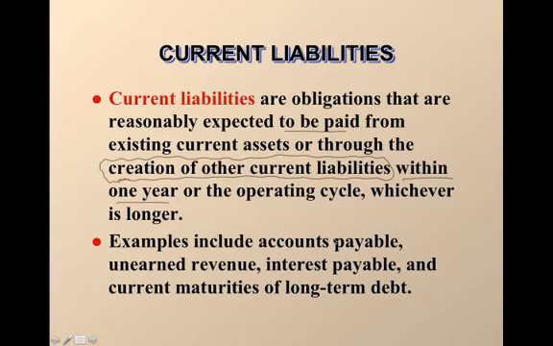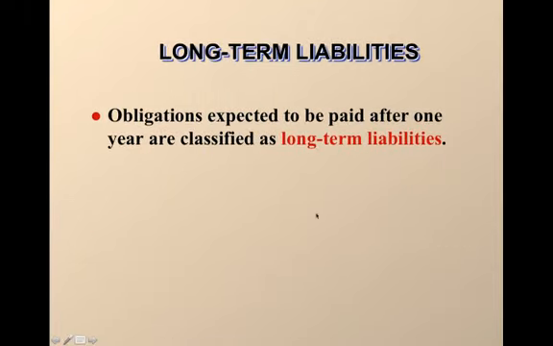Also, examples of current liabilities are accounts payable. Unearned revenue, remember, this is a liability because you owe them the service. So we treat it as a liability until you've done the service for them. Interest payable is another one on notes, and current maturities of long-term debt. So this would be like the portion of your mortgage that is due this year.